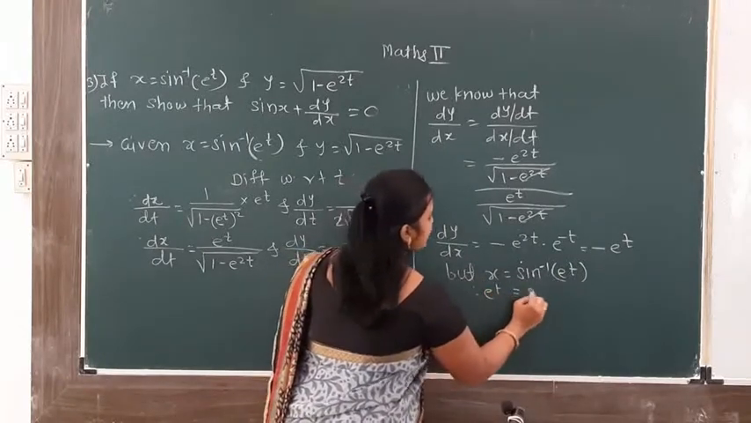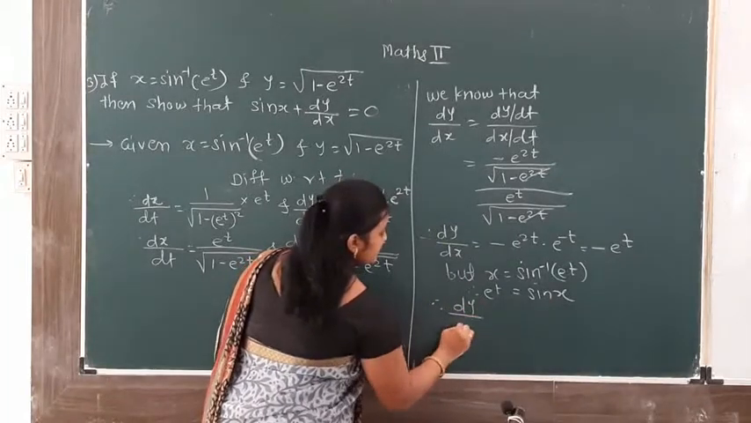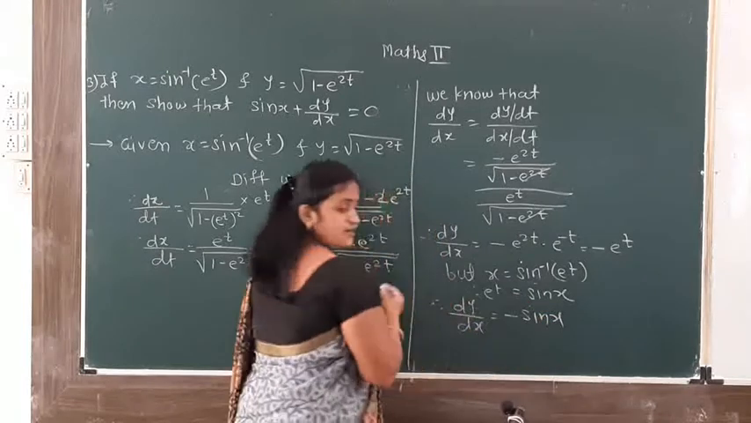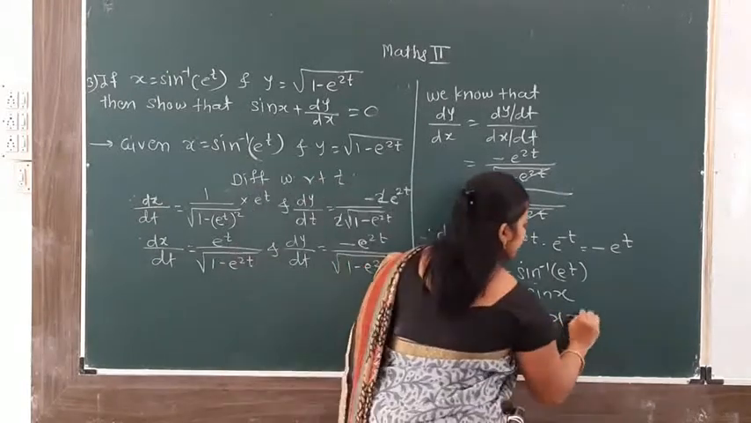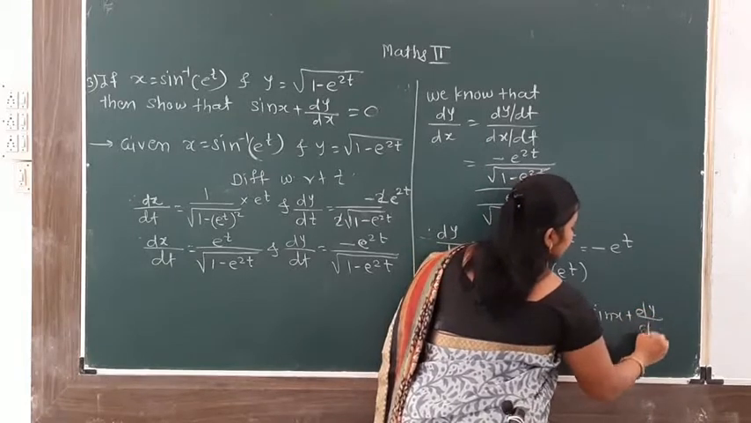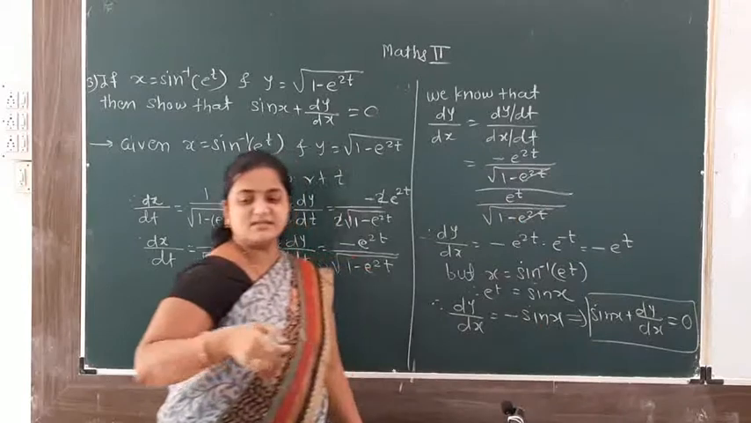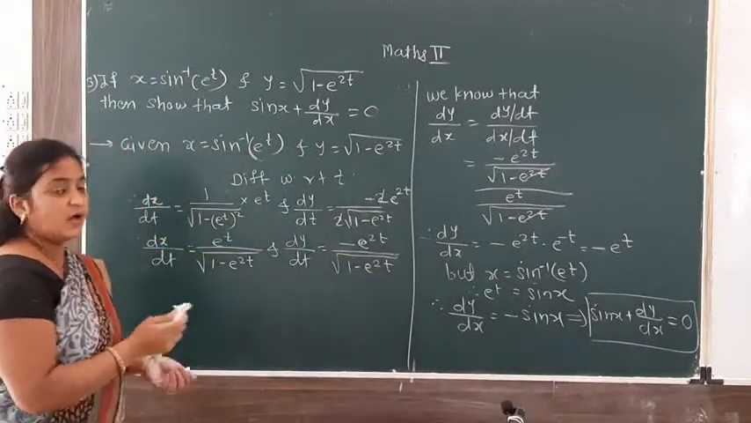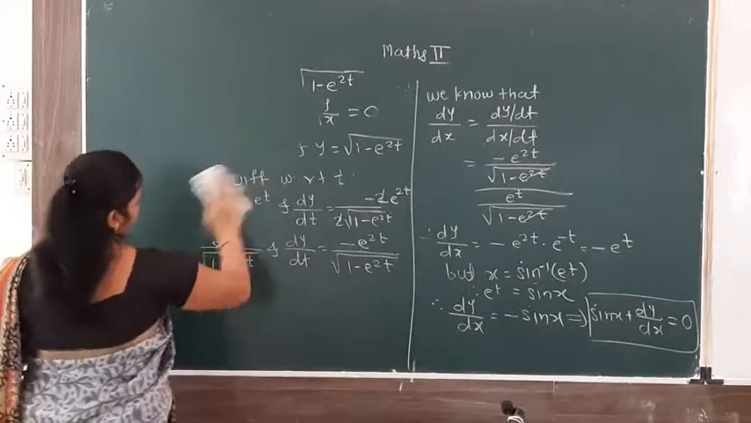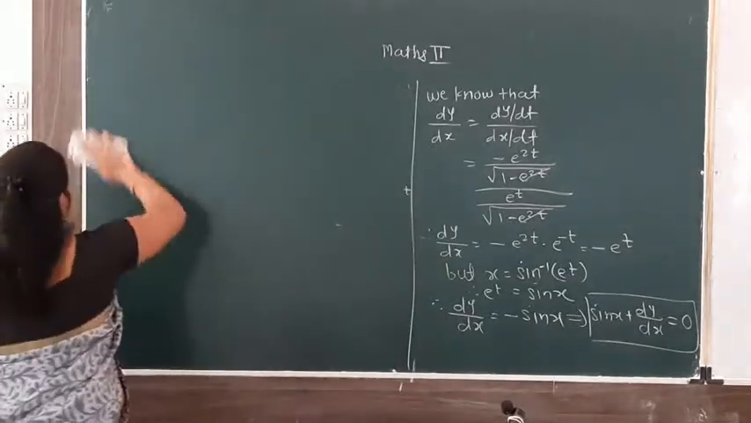So e raised to t is equal to sin x. Therefore dy by dx is equal to minus sin x, and this sin x comes to that side as plus. So this implies sin x plus dy by dx is equal to 0. Hence proved. I hope you understand this example. Now next, it is a very important example for 3 marks to 4 marks. So write down my next example.